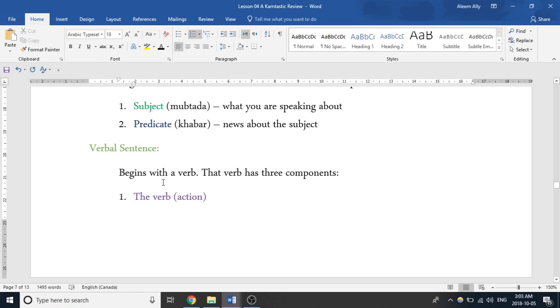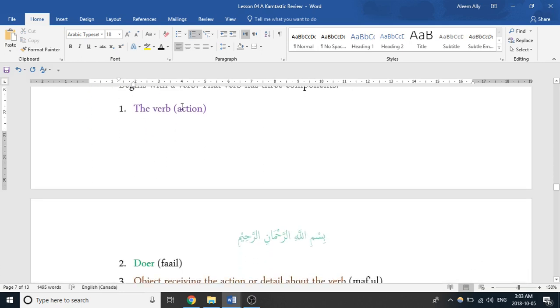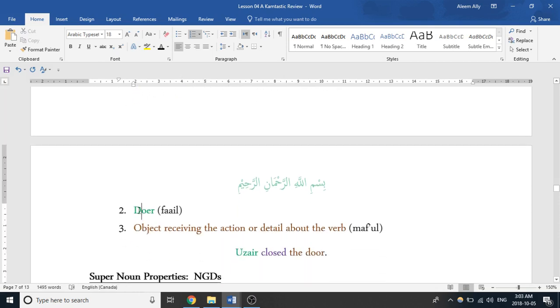A verbal sentence begins with a verb and it's made up of 3 components. The first is the fi'l, which is the action. The second is the doer, which is the fa'il. And the third is the object receiving the action or detail about the verb, and it's known as maf'ul.